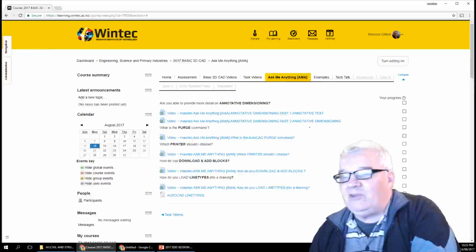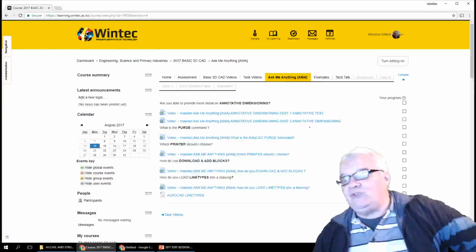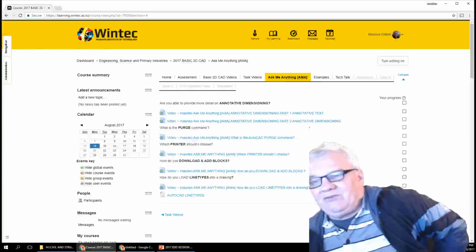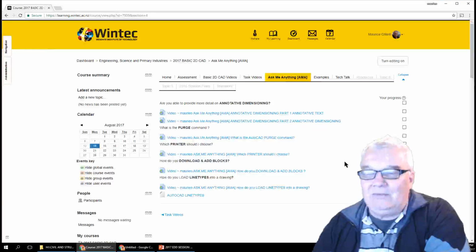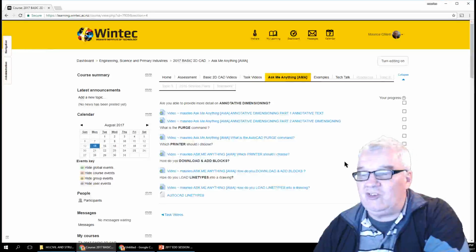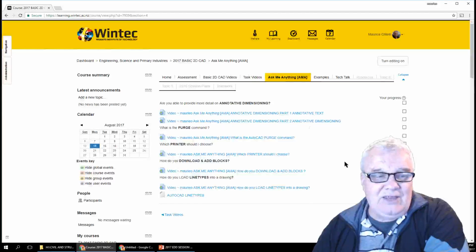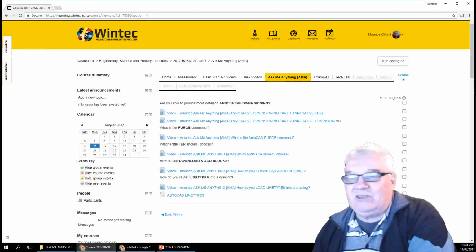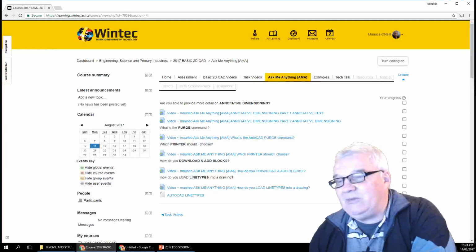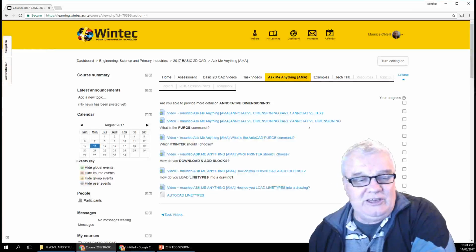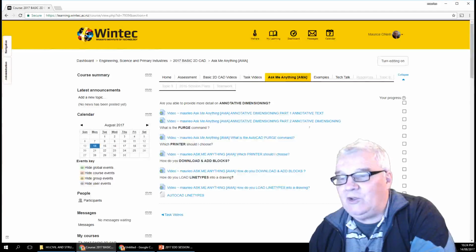What is the purge command? Which printer should I use? A number of people have said that they don't have the Adobe PDF printer available. So what one should they use? I've made some suggestions in there. However, on testing them in the Wintec environment, I found that perhaps one of them might not be the best way to go. But certainly there's some options there and things you can do.